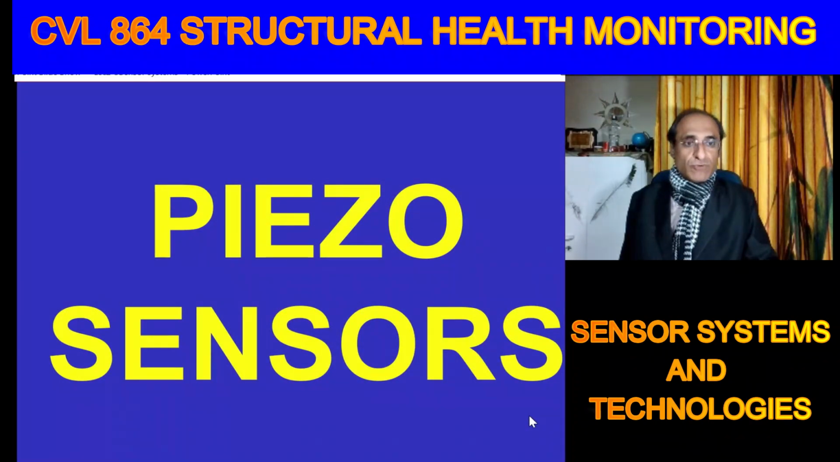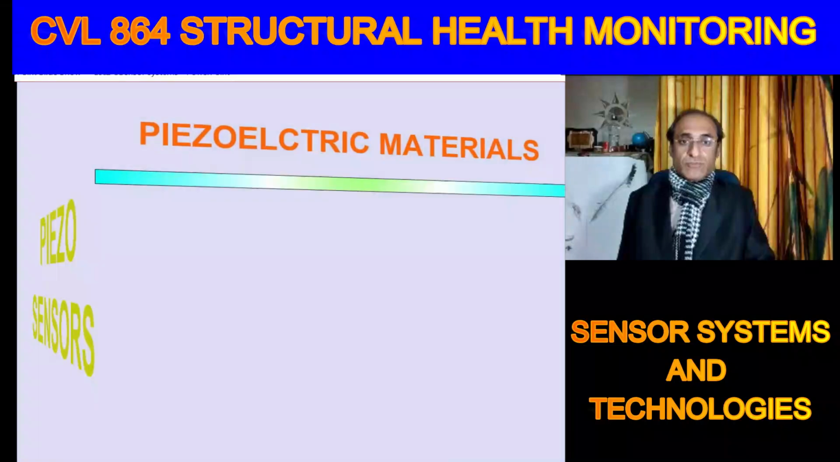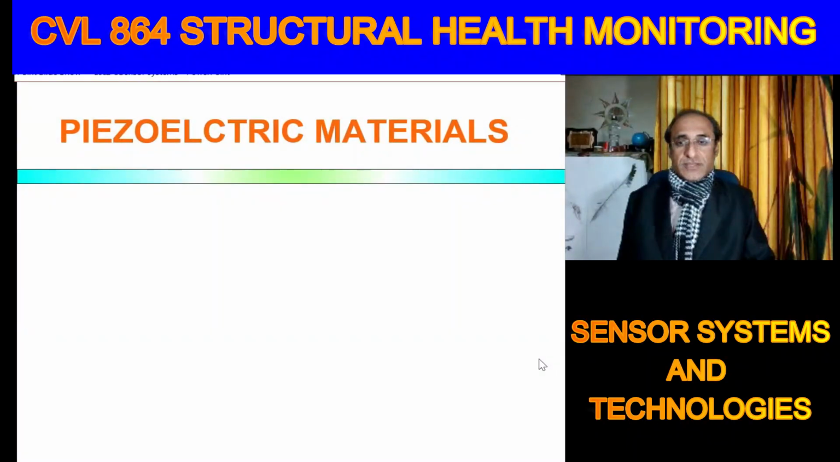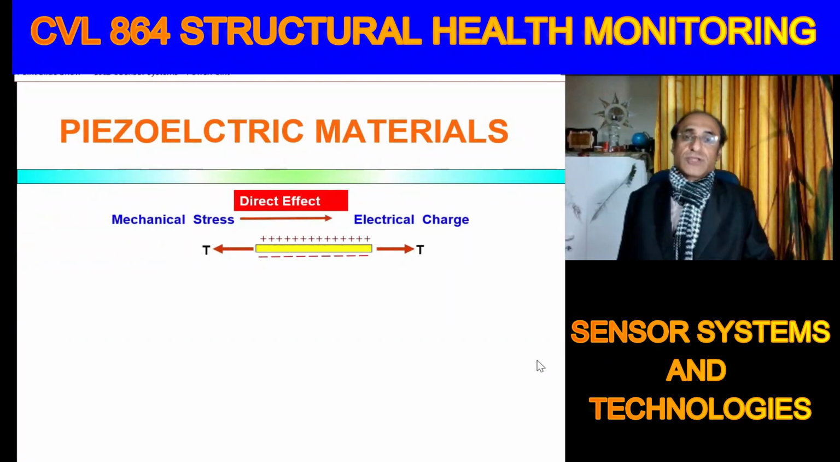We'll now study, one by one, piezo sensors and fiber optic sensors, because both of these belong to the smart materials club. Piezoelectric materials basically exhibit two phenomena. One is called the direct effect and the other is called the converse effect. Direct effect means that if you apply stress, then we see the development of charges. Now when we are talking of stress, the stress has to be dynamic stress.